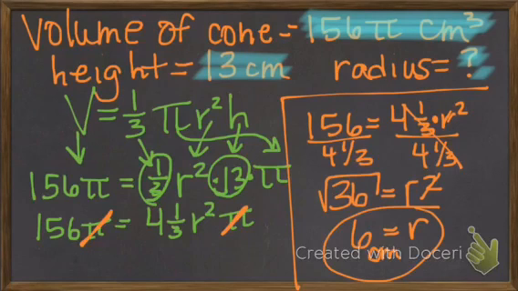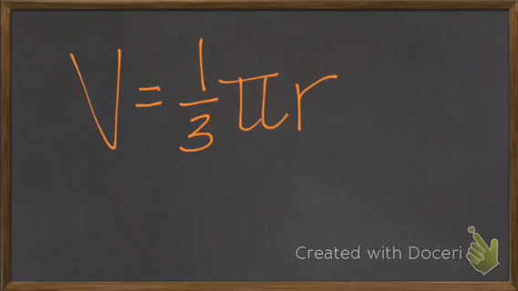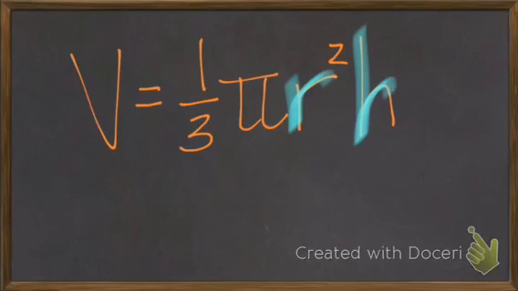All right, so those are the types of problems you're going to have to know how to solve. The thing that you always need to make sure of is that you always know radius and height. And if you know radius and height, you can always find the volume of the cone. Good luck.